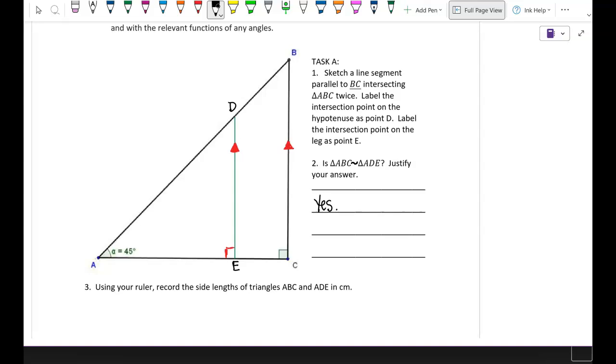And there is a theorem called the angle-angle similarity theorem that says if two angles of one triangle are congruent to two angles of another triangle, then the triangles are similar. Well, since that angle A is in both the smaller triangle and the larger triangle, and they both have right angles, it does fit the definition of similar triangles.